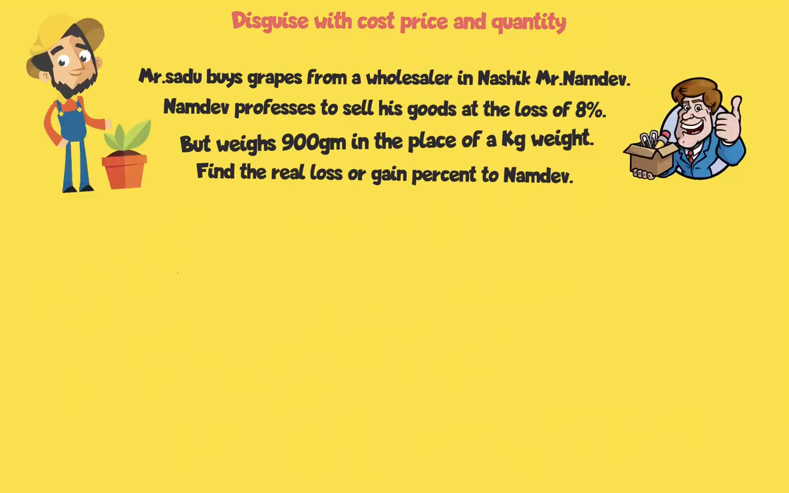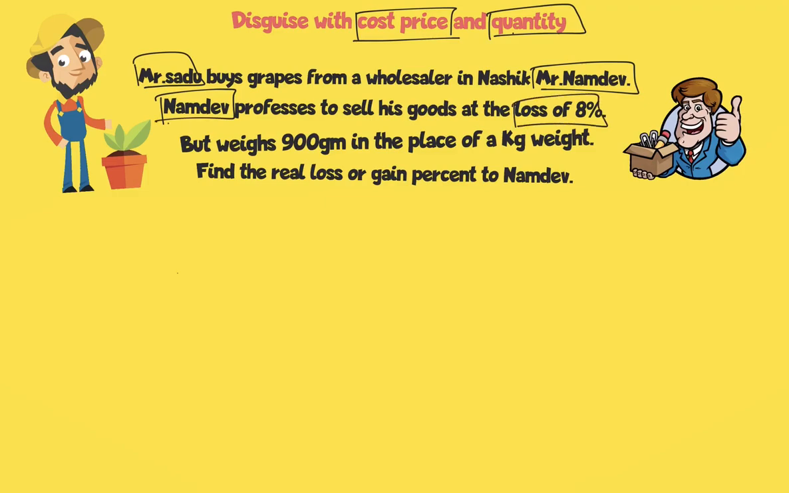Okay, let's see one more scenario of a disguised dealer. So this is again the same, disguised with the cost price and the quantity. So Mr. Sadhu buys grapes from a wholesaler in Nashik whose name is Mr. Namdev. Namdev professes to sell his goods at a loss of 8%. So you will say it's an 8% loss case, but he gives only 900 gram in place of a kg. So he tells that he's giving you a kg, which is 1000 gram, but he gives you only 900 gram. We need to find out the loss or gain percent.